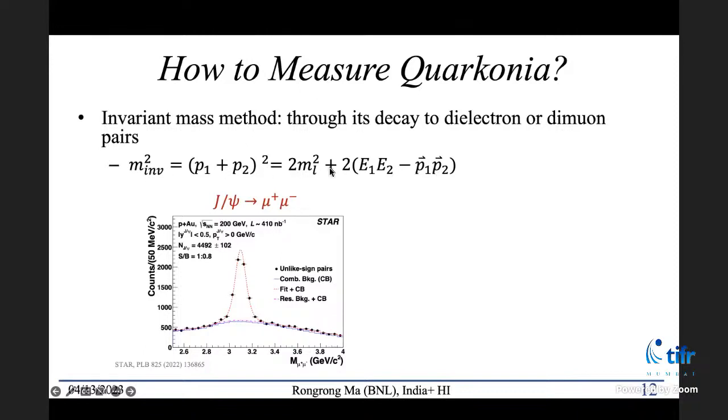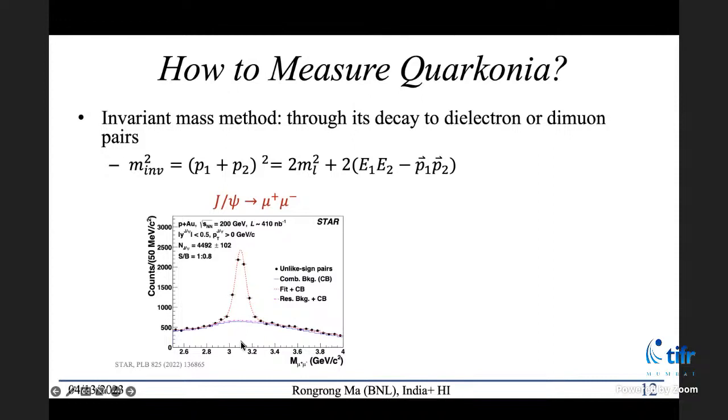So this is essentially how we measure the quarkonium. What you will see on this figure is the invariant mass of the mu plus and mu minus pair. You can see this is the prompt J/psi peak, and the peak value is about 3.1 GeV, which is the J/psi mass.